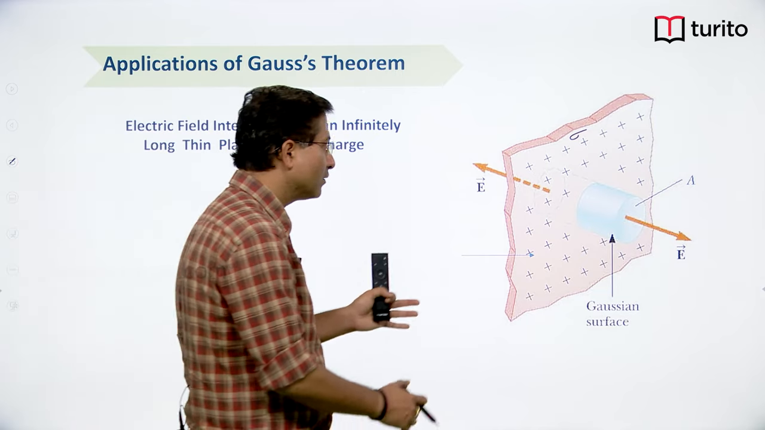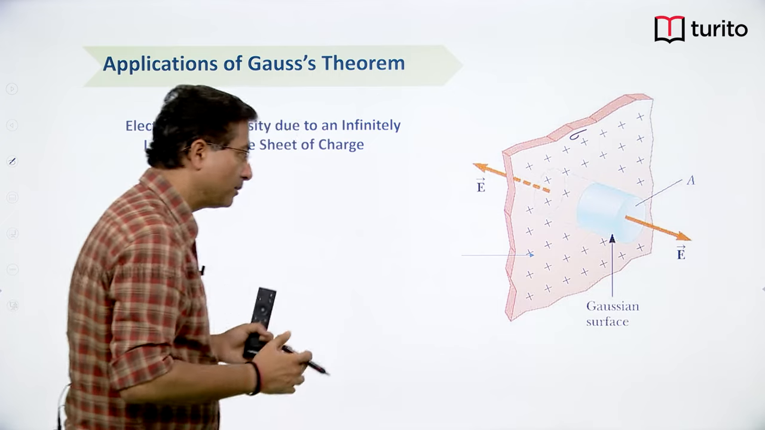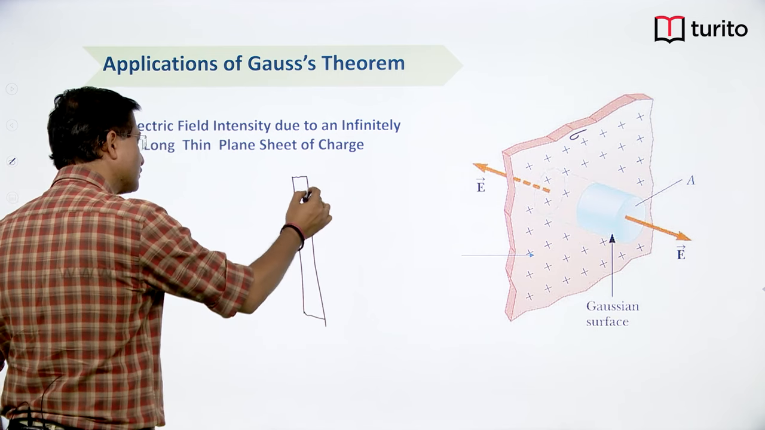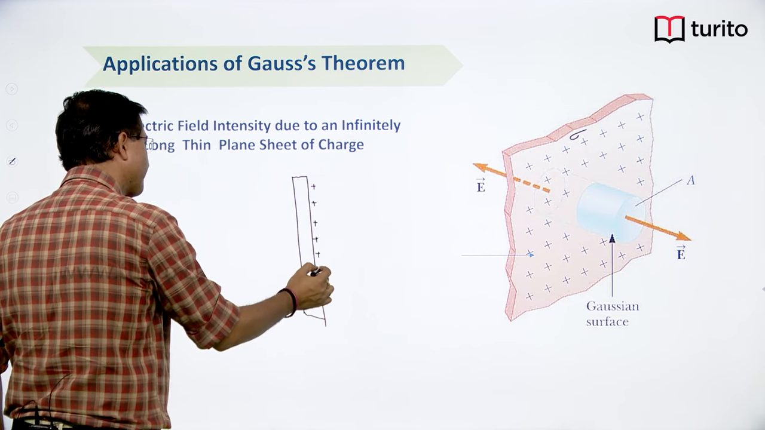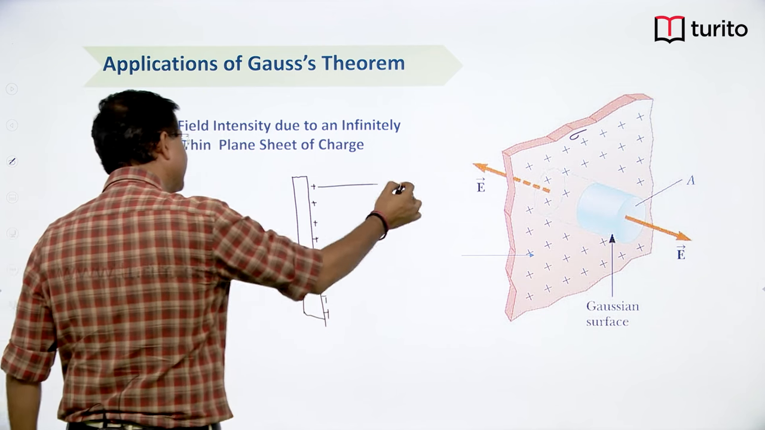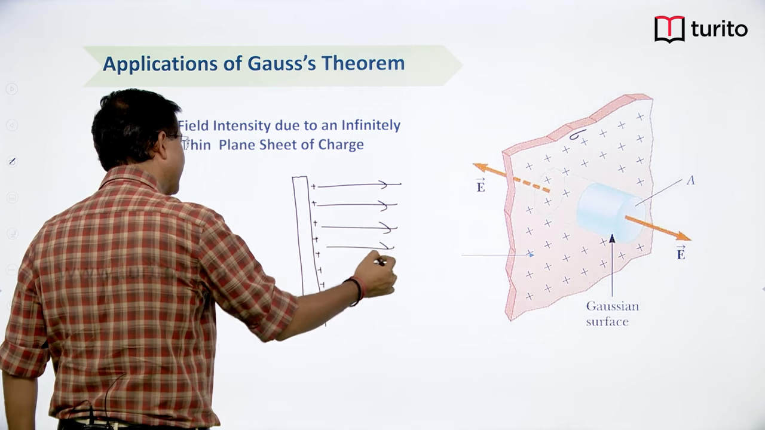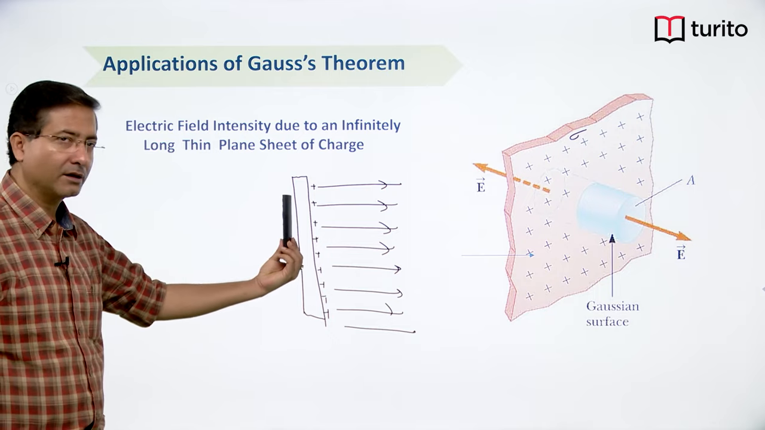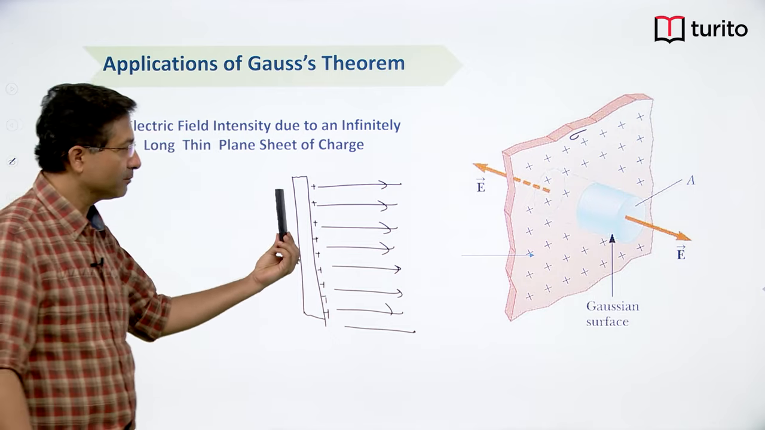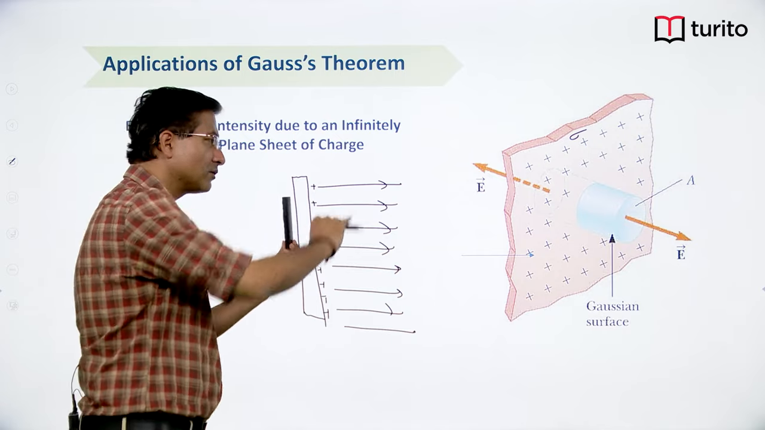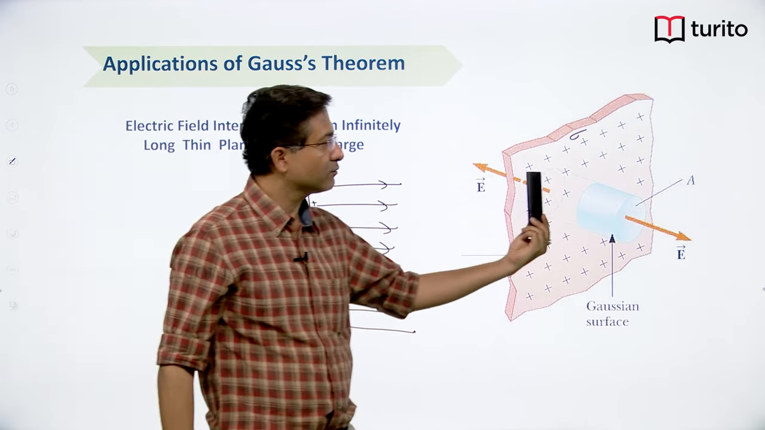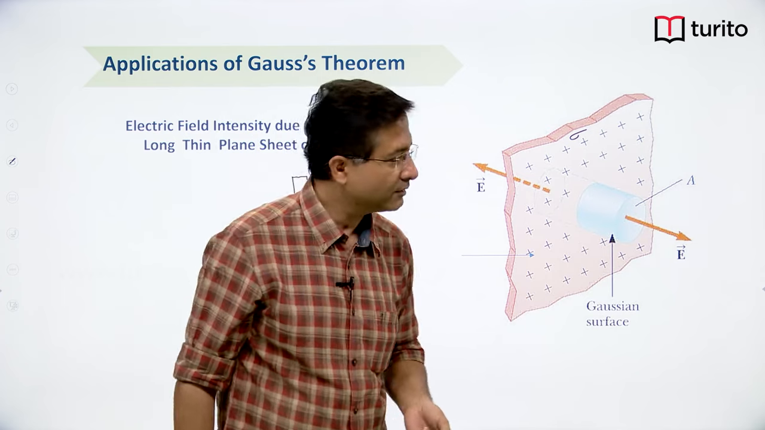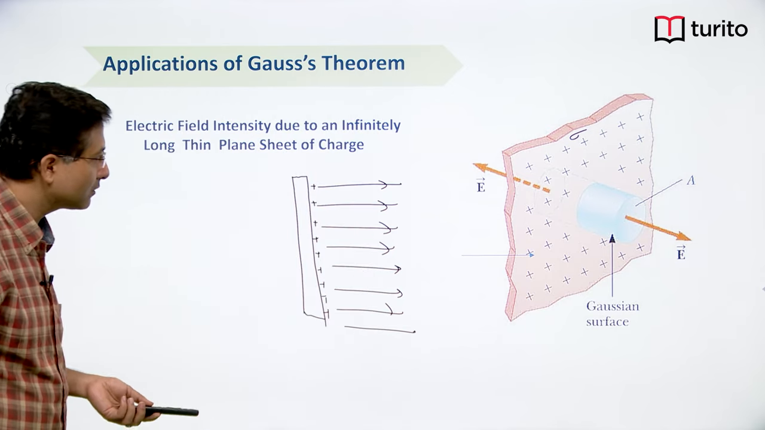So I know if the plate is very large, the field created will be uniform and it will be perpendicular to the surface. So this is a two dimensional diagram I am drawing. We have one big sheet, and because of the sheet we are getting field lines perpendicular to the sheet. That diagram is drawn this way over here. Because of all these charges, field lines will be perpendicular to the surface, right? And I want to find out the field.